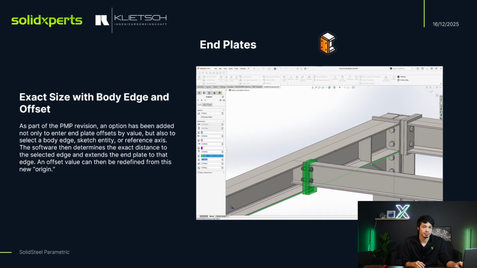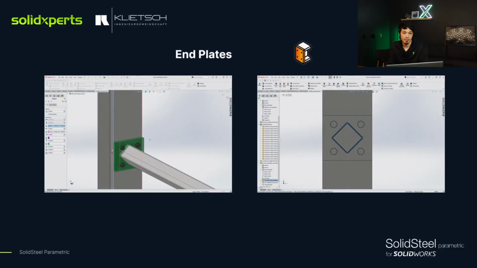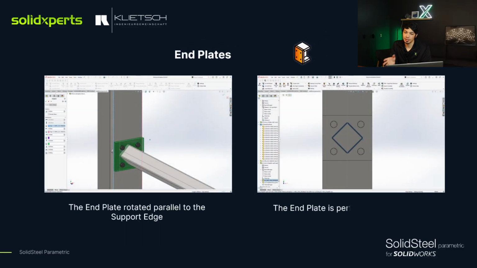Another enhancement that will help with your positioning and your orientation: if your selected reference is not parallel to the end plate, SolidSteel Parametric will actually automatically rotate your plate to align perfectly now. Let's take a look at what that looks like closer up. On the left here, you can see an end plate being rotated to be parallel to that support edge. And on the right, you can see that we're perfectly aligned with our connection face. It's right dead center.